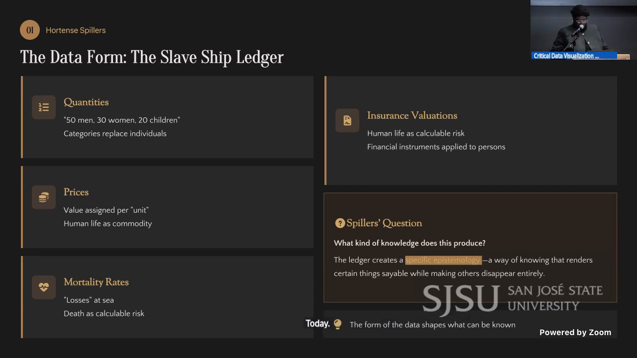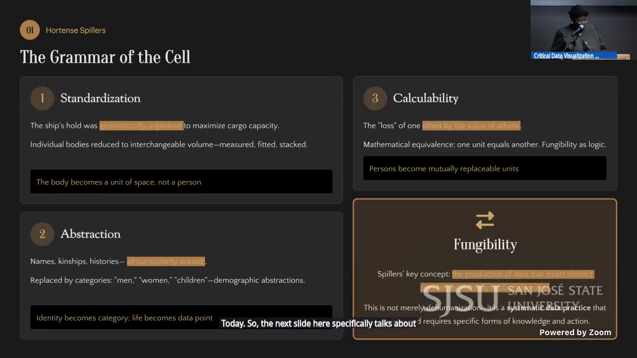So the next slide here specifically talks about the grammar of the cell. To understand the ledger, we have to understand the hold. Spillers identifies three operations that the ship's grammar performed on human bodies. Standardization. The ship's hold was geometrically organized to maximize cargo capacity. Individual bodies, distinct in height, health, history, weight, had to be rendered as interchangeable volumes, measured, fitted, stacked. The body becomes a unit of space, not a person.